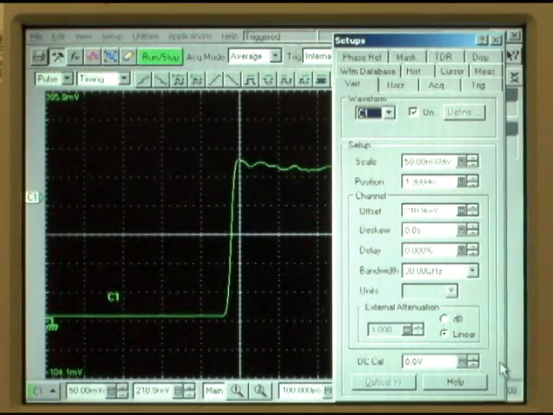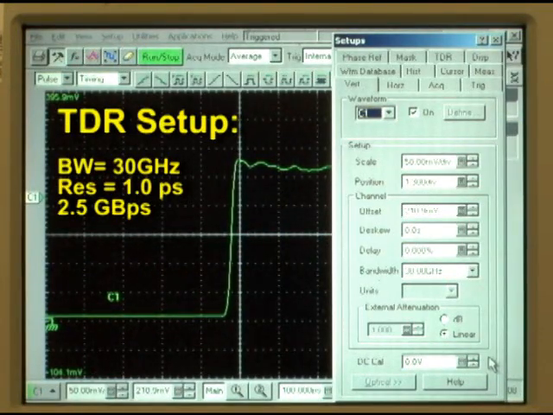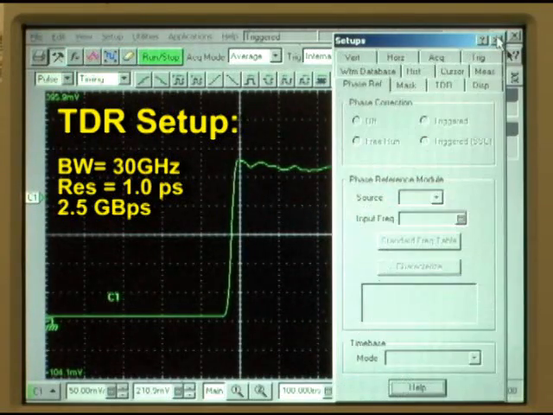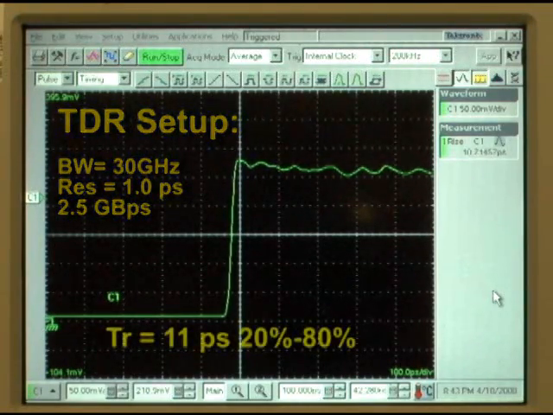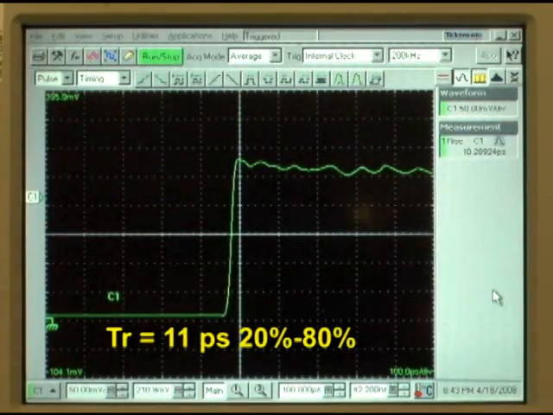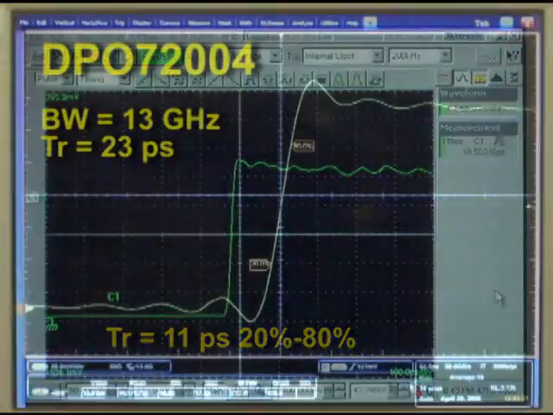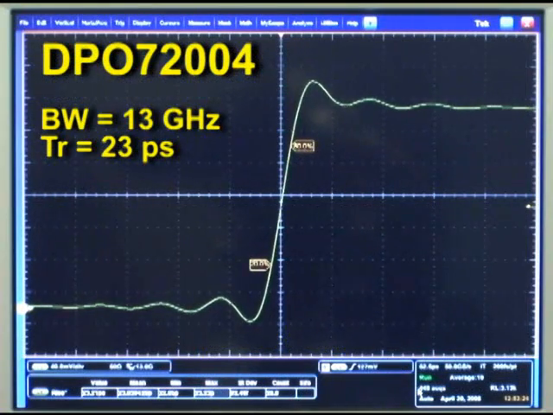Our source of a fast rise time signal is coming from a DSA 8200 sampling scope from Tektronix. This sampling scope's been configured with a fast TDR sampling head. When viewing the output of the sampling head at a bandwidth of 30 GHz, we see that it generates a pulse having an 11 picosecond rise time. Now let's send this signal into a Tektronix DSA 70000 series scope set at 13 GHz. Note that on the measurement captured, we see a 23 picosecond rise time on this pulse's rising edge.